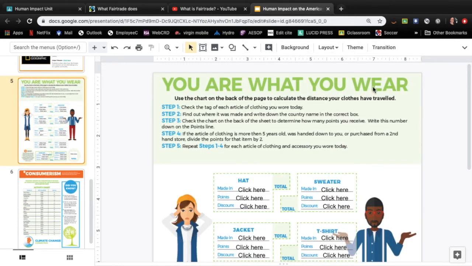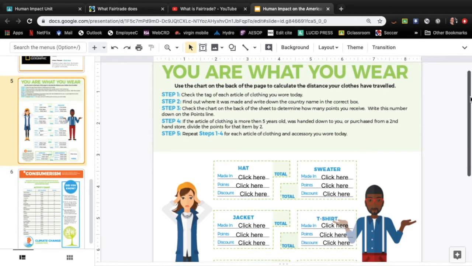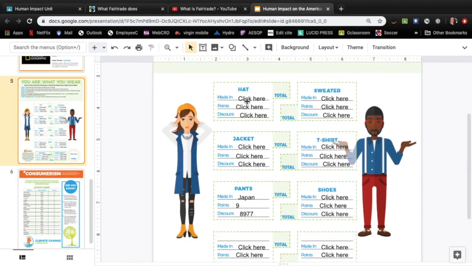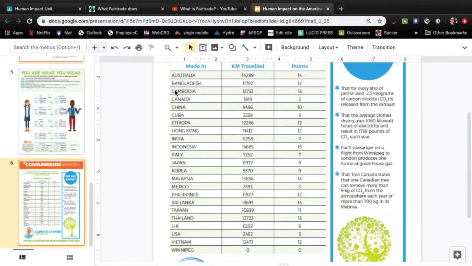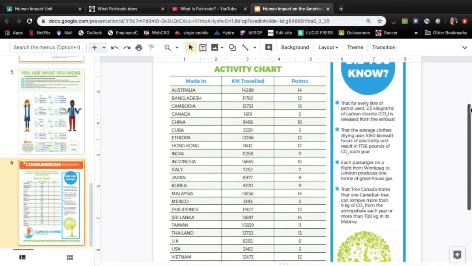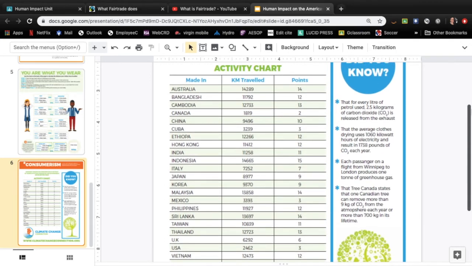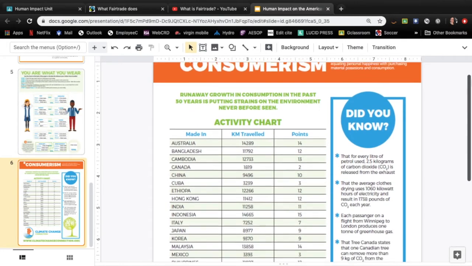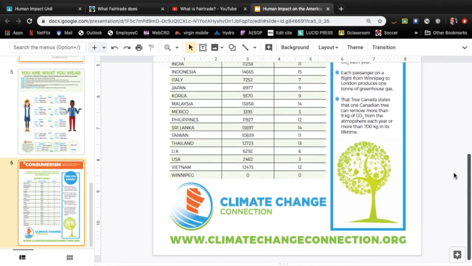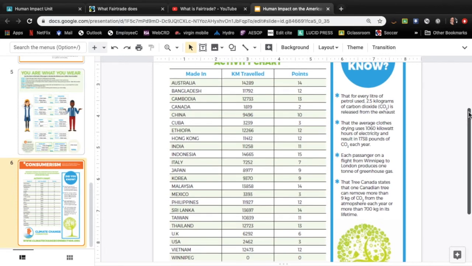So you can go into this Google slide and you can actually click on these different boxes and replace them with text. So using these 2 pages, you can figure out how many kilometers your clothes traveled to get to you. So it has this little chart and it explains the point system on it. So it gives you points for whether your clothes traveled a really far amount. You don't want to have a lot of points. So this is actually created for Winnipeg. So Winnipeg has that 0 kilometers. It traveled 0 kilometers, and so therefore it is 0 points.